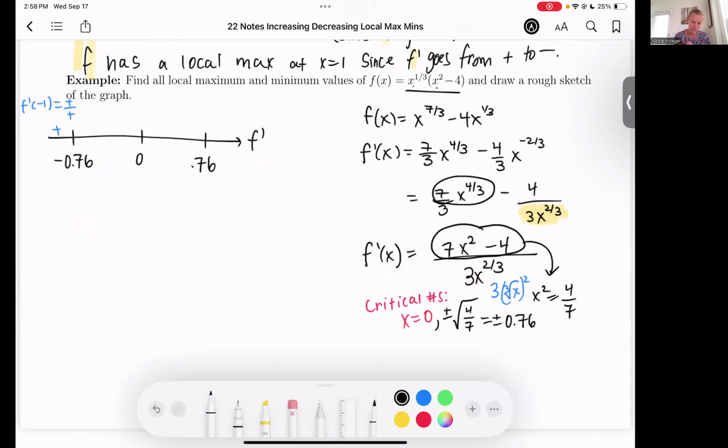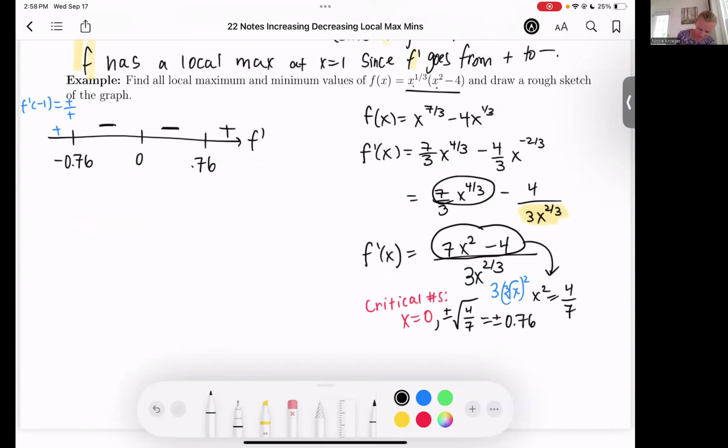If I plug in a number between 0 and -0.76, try something like -0.5. I'm going to get a negative number. I'm going to get another negative number, and then I'm going to get a positive number. I'm going to let you guys verify that for me so that we don't have to take a lot of time on this video to do that, but see if that makes sense.